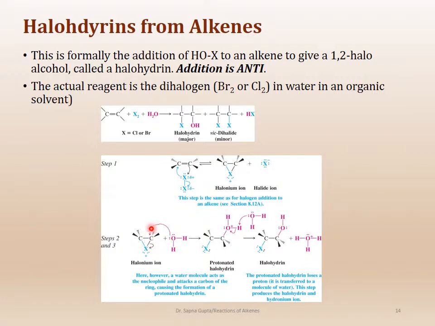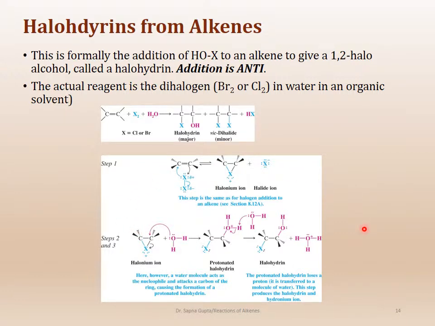So water will attack from the opposite side, relieving the bromonium or chloronium ion, and then water will come in and deprotonate that oxonium ion, and you get the alcohol. So again, the halogen and alcohol group are anti to each other, and this is halohydrin formation.